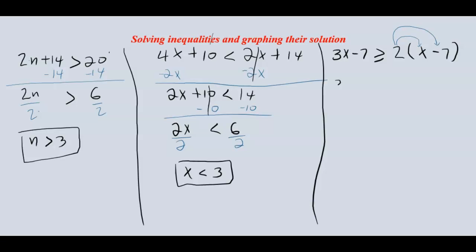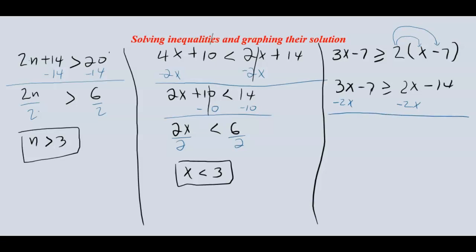So let's do that. We're going to write 3x minus 7 greater than or equal to 2 times x is 2x, and 2 times negative 7 is negative 14. Now, we can go ahead and subtract 2x. We're going to move all the x terms to the left side of the inequality. So to move this 2x to the left side, we subtract 2x here, and we also have to subtract 2x in here.